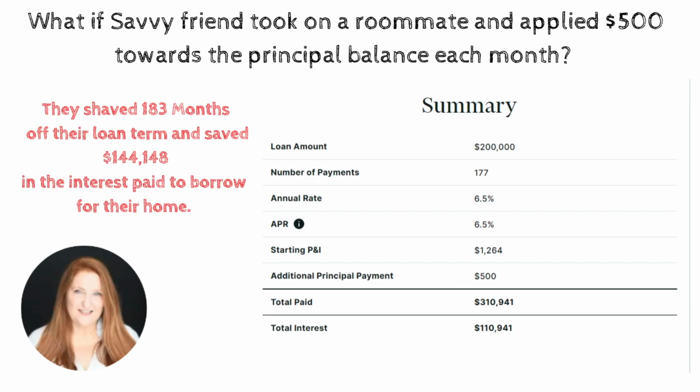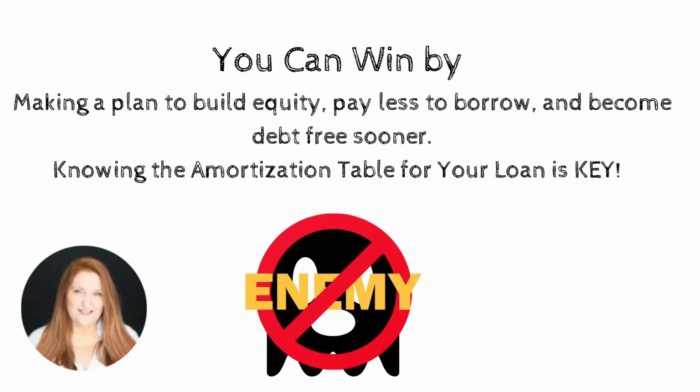So savvy friend took on a roommate and took the $500 that roommate was kicking in and said, hey, let's pay that towards the principal balance every month. Here they shaved 183 months off their mortgage and saved $144,148. So the amortization table really worked in their favor. I can't stress enough how important it is to know that. That's really good information because remember, bank fees are the enemy, right?